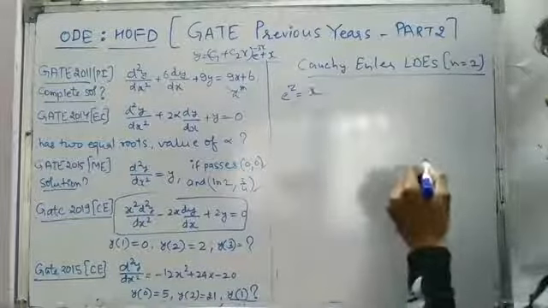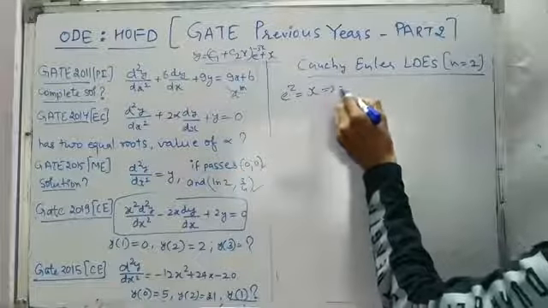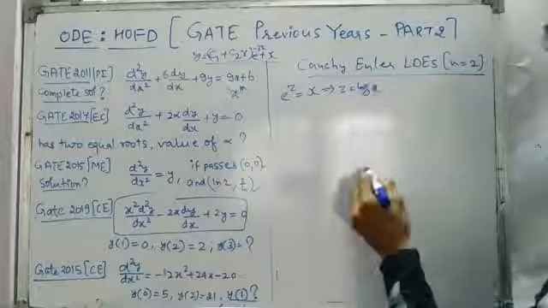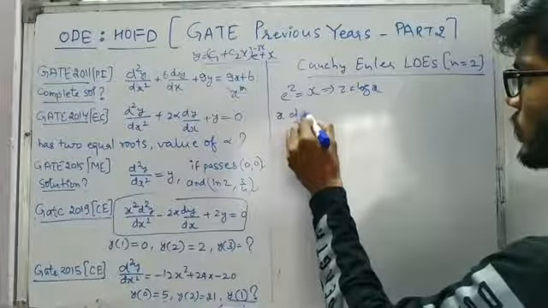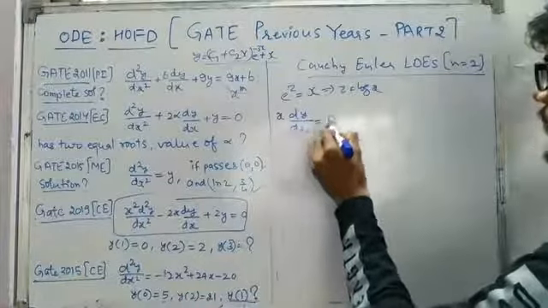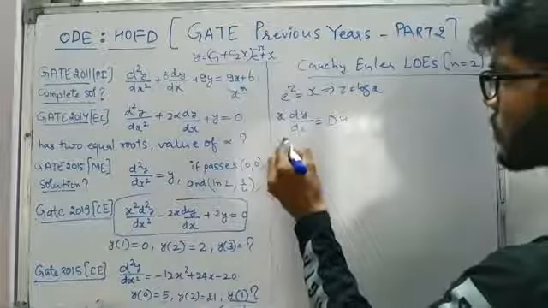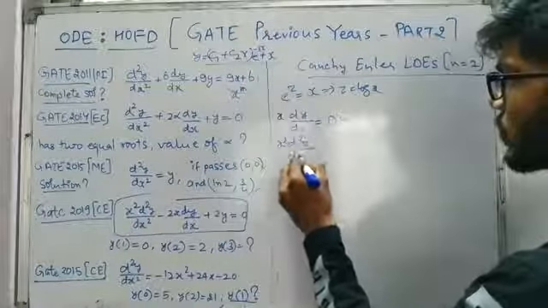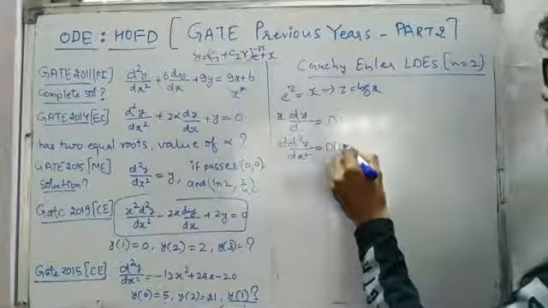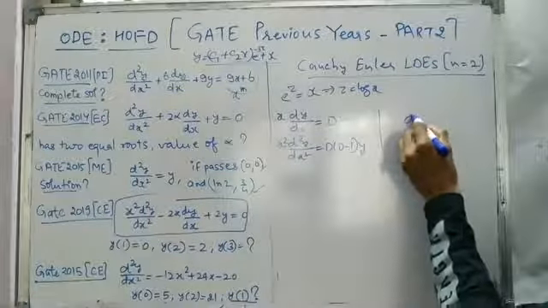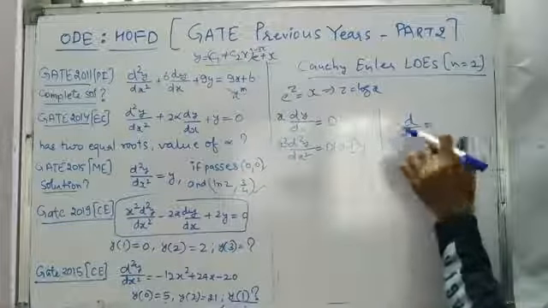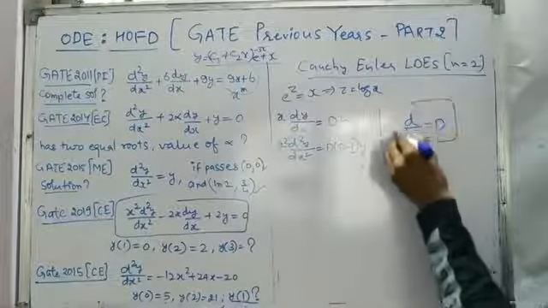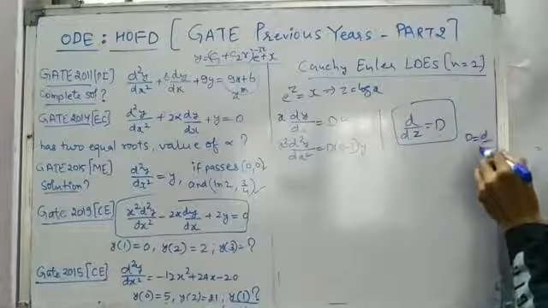substitution e power z is nothing but x, or z is equal to log x, and also two more substitutions we have to keep in mind: x into dy by dx we are going to put as capital Dy, and x2 d2y by dx2 we are going to put as D into D minus 1 y, and also d by dz will be the value of capital D. So capital D here is not going to be d by dx.